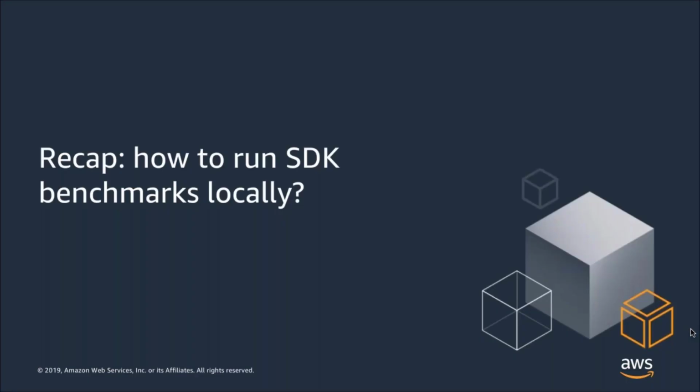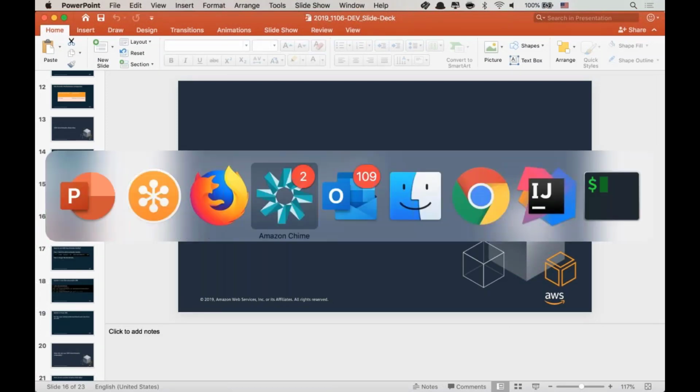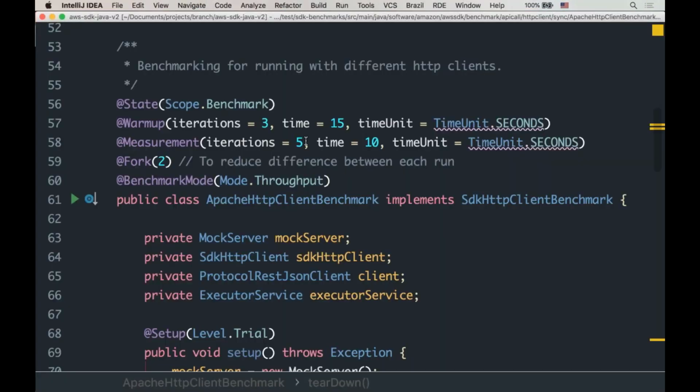Okay, so we're going to do a deep dive on the code to see what it looks like. As you can see, this is one of our benchmarks. It uses the SDK Apache HTTP client to send out requests to a local mock server. The reason we use a local mock server is to isolate the network latency and just focus on the SDK performance.